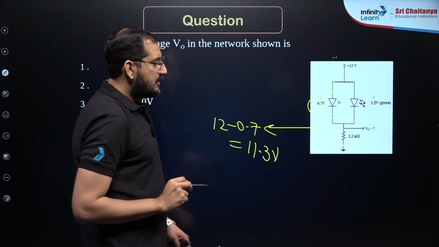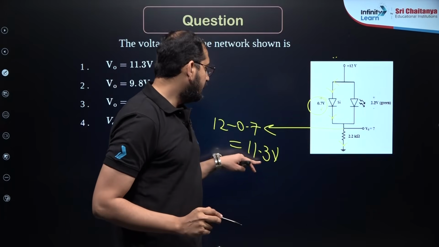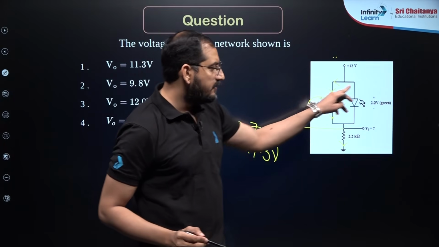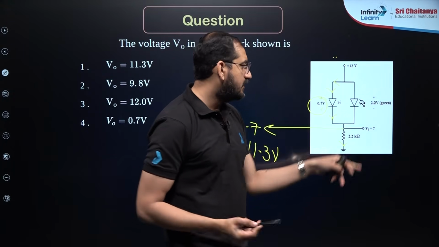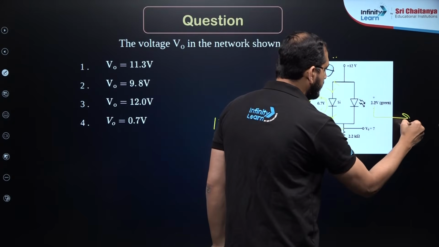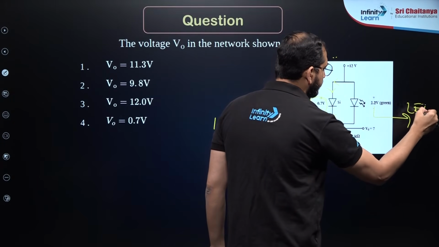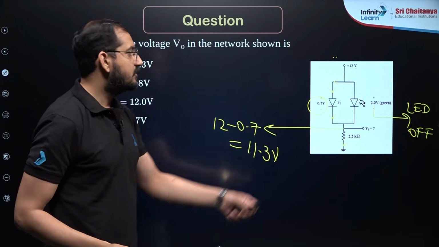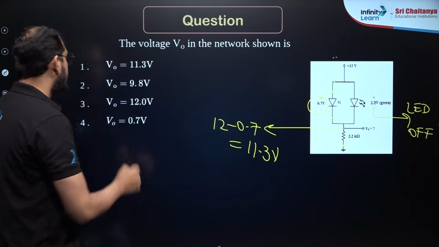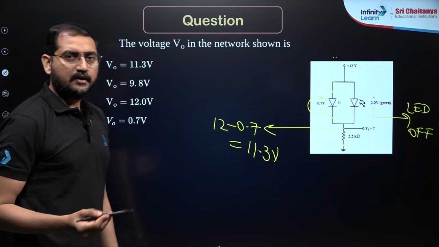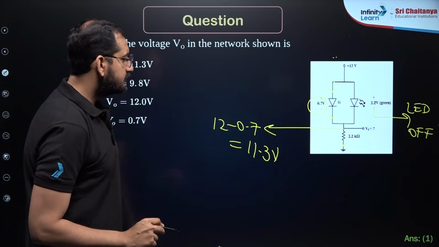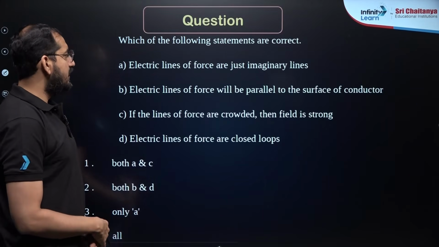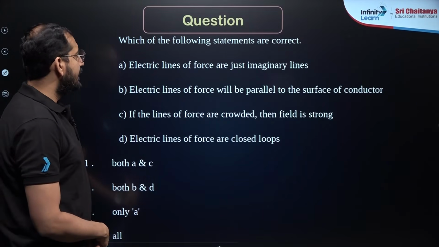Hence, the value of V naught will be 11.3, and the current will not go from that path, or you can say that this LED will be in the off state. The LED will not glow because the current is not passing over there. So yeah, the first option will be your correct answer. Let's go ahead and see another question.